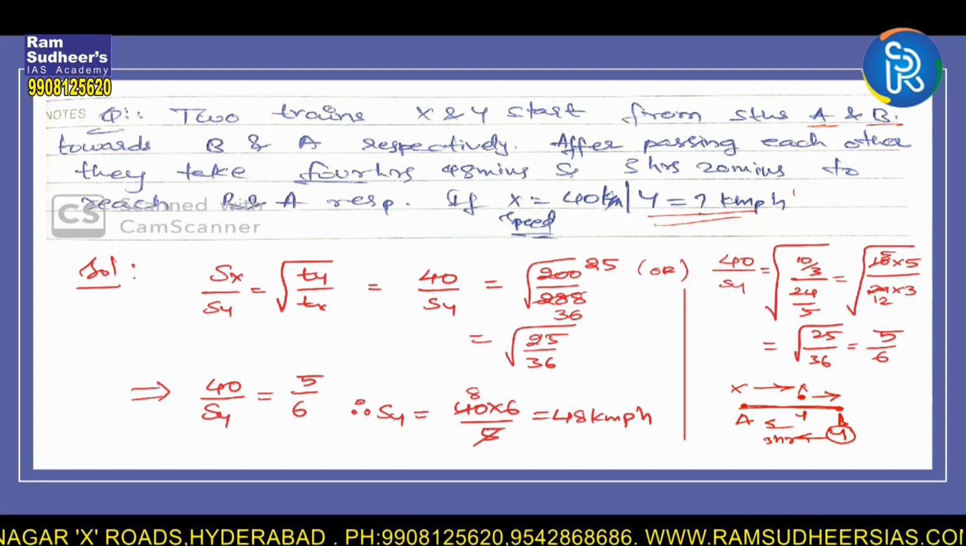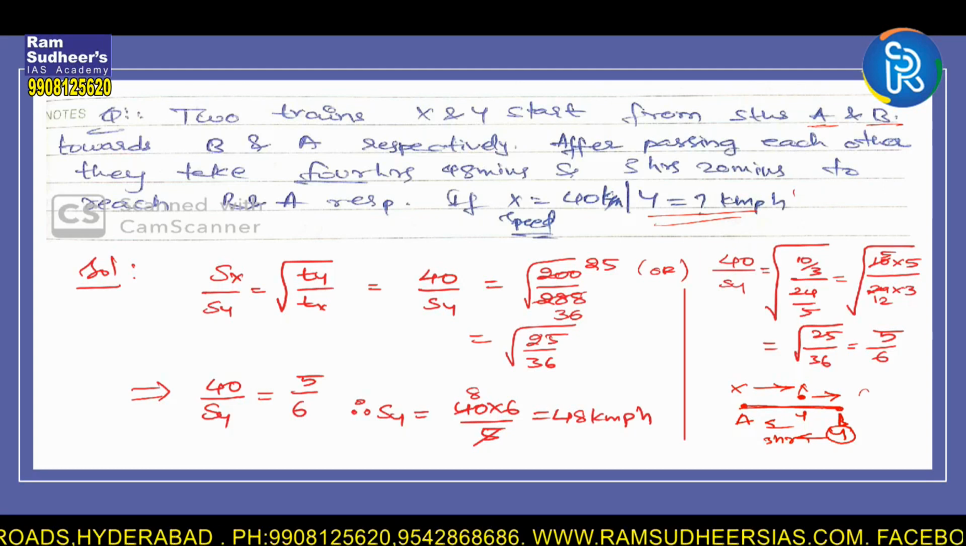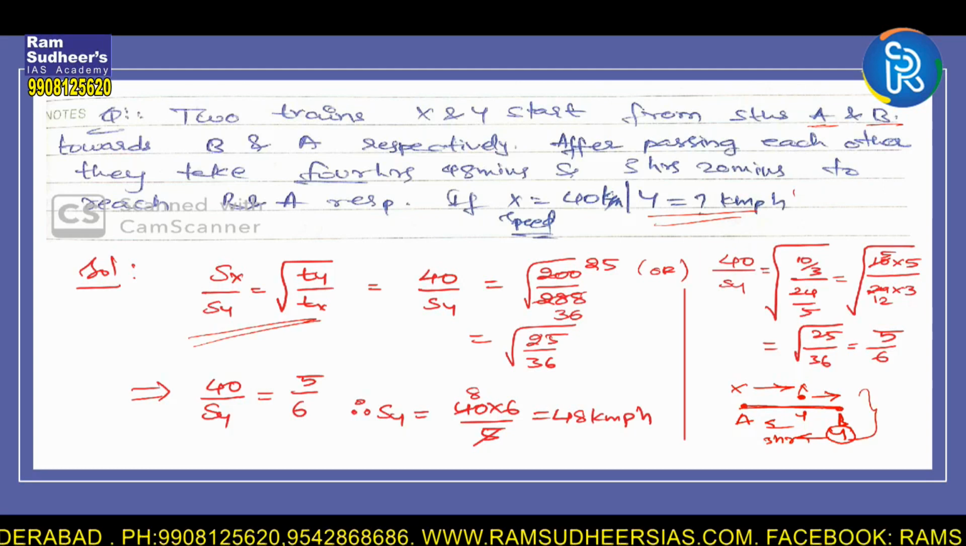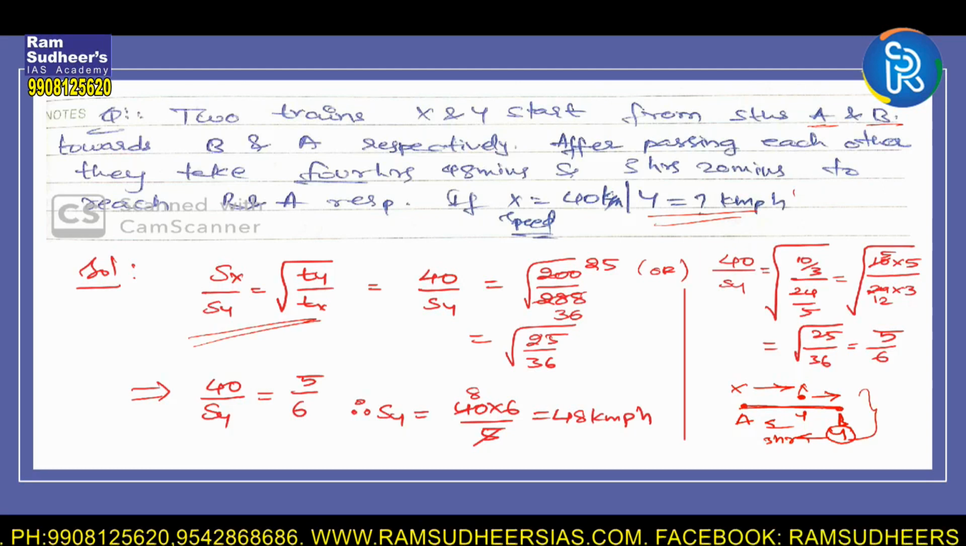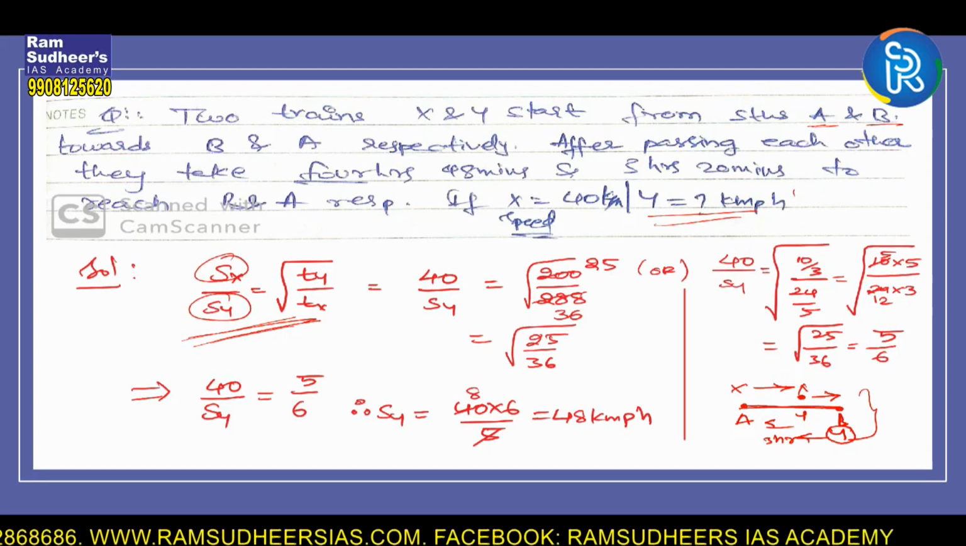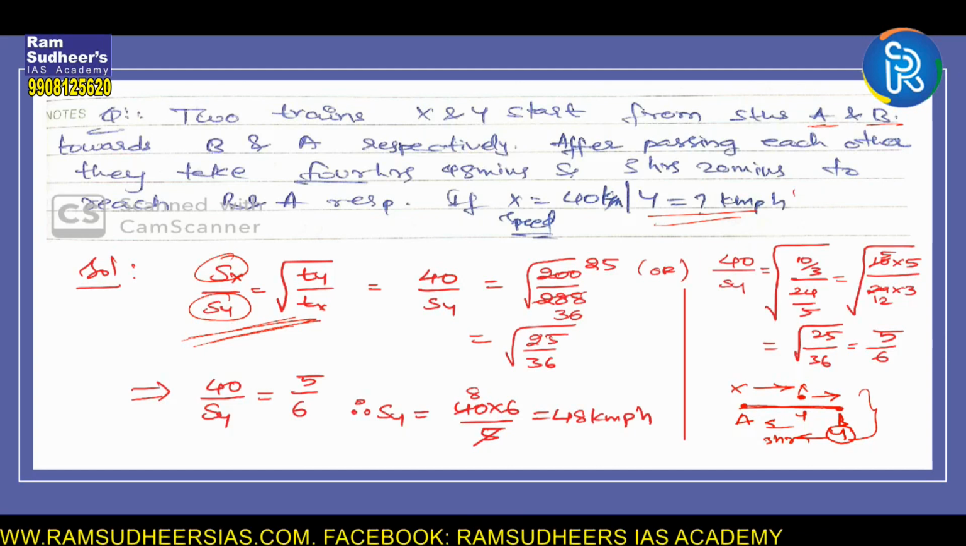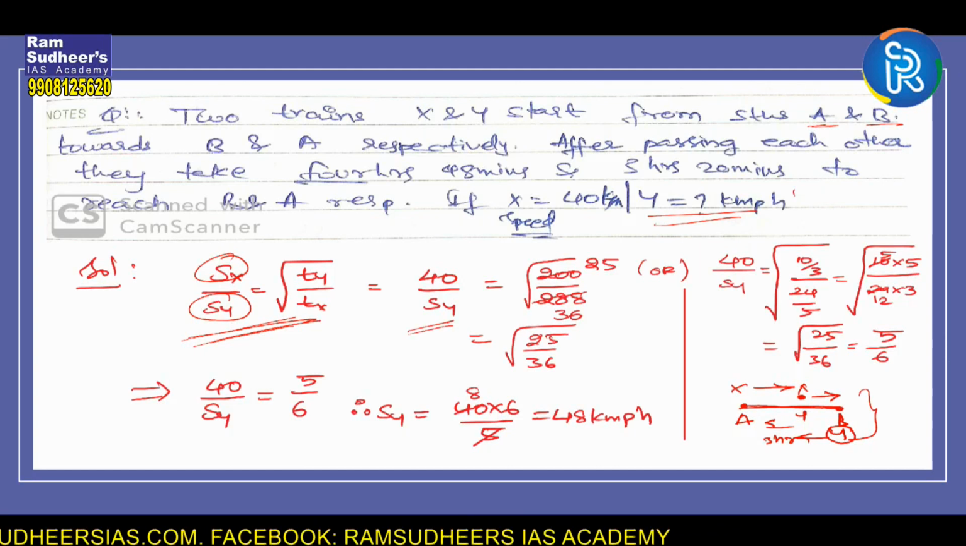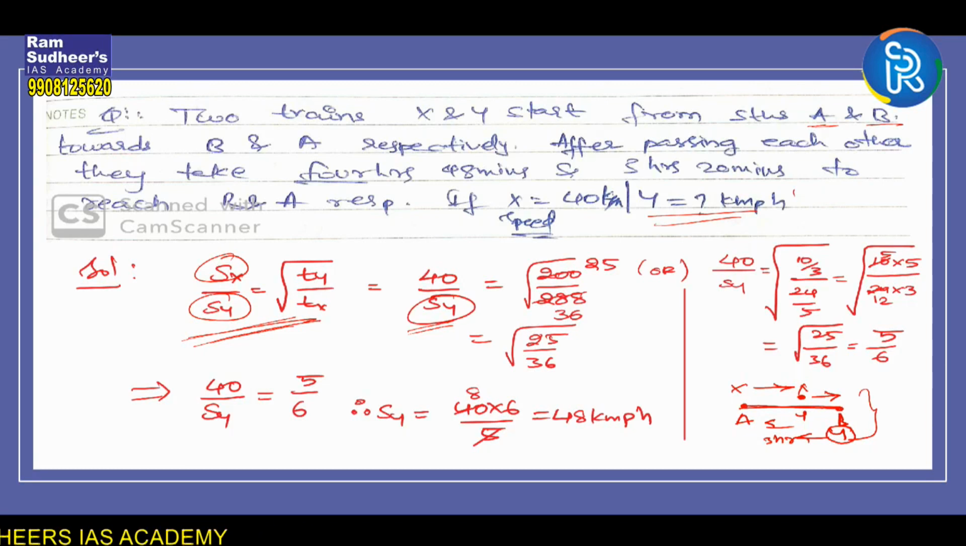The formula for such problems is what I have written in the first slide, or you can also look for the formula over here. Speed of X by speed of Y is equal to the square root of time of Y by time of X. There is no need for you to remember the deduction. Just remember the formula as it is, and I'll substitute the values of Sx, Sy, Ty, and Tx. Sy is unknown, I have placed it just like that, and Sx is 40.